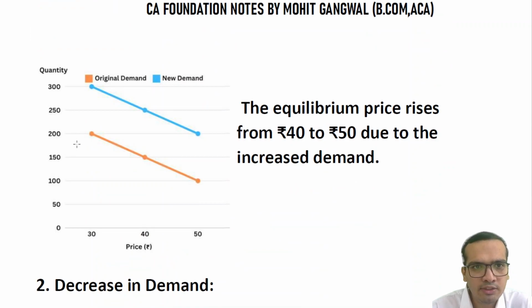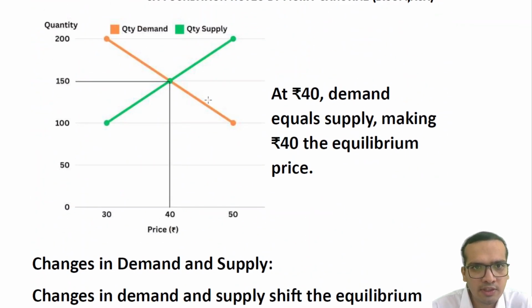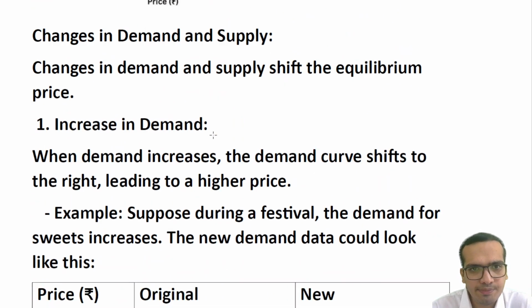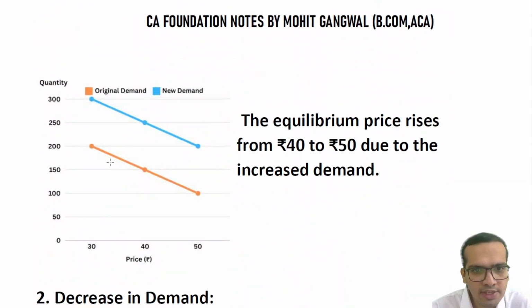So we have visualized it similar to above. You can see this orange is the demand curve, and we have kept the original as it is. And since the demand has increased, you will see there is a shift in the equilibrium price from rupees 40 to 50, considering all other things as the same.